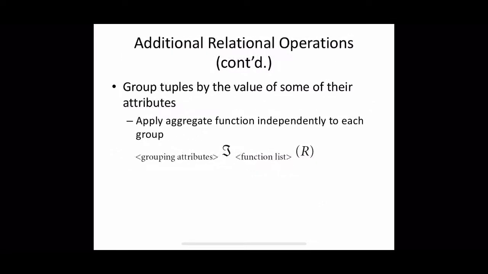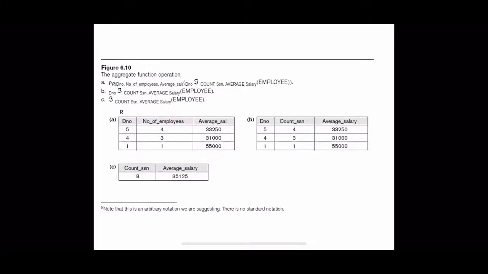We can define this aggregate function operation using the symbol pronounced as script F, to specify the different types of requests: grouping attributes, then this script F, then the function list on a relation R, like that we can represent. For example, to retrieve each department number together with the number of employees in the department and their average salary, while renaming the resulting attributes into number of employees, average salary, etc. This is how the expression can be written.